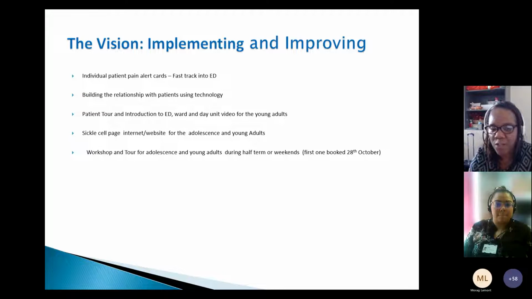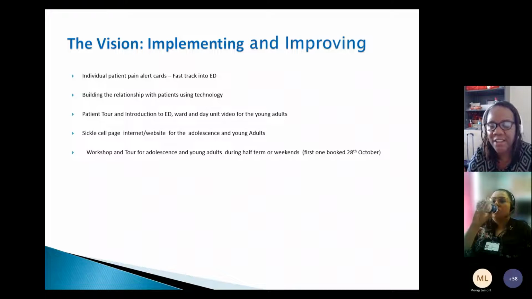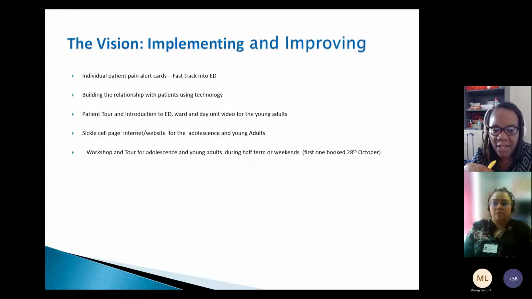The other thing that I thought would be great to do was to have a website for the adolescents and young adults, something that they could build along with us, to see what it is. Again, it's going back to the focus group. What is it they would like in terms of improving the service?